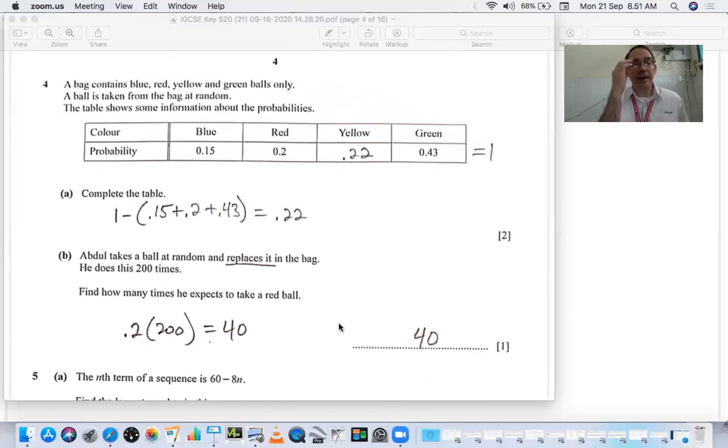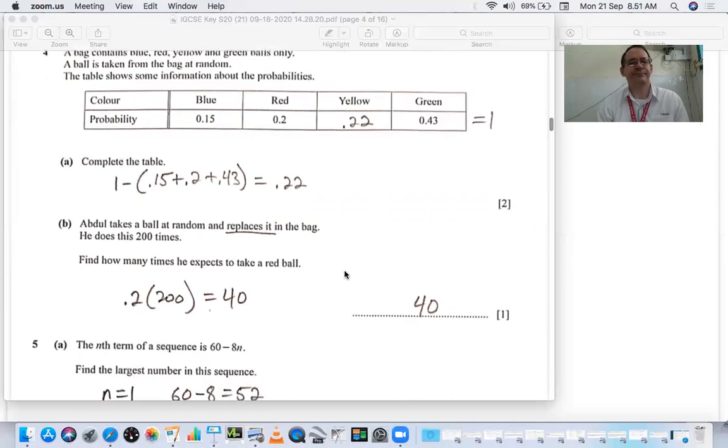Question 4, a bag contains blue, red, yellow, and green balls only. Balls are taken from the bag at random. The table shows some information about the probabilities. Complete the table. Well, remember all your probabilities have to add up to 1. So 1 minus these other listed ones gives you 0.22 for the remaining one.